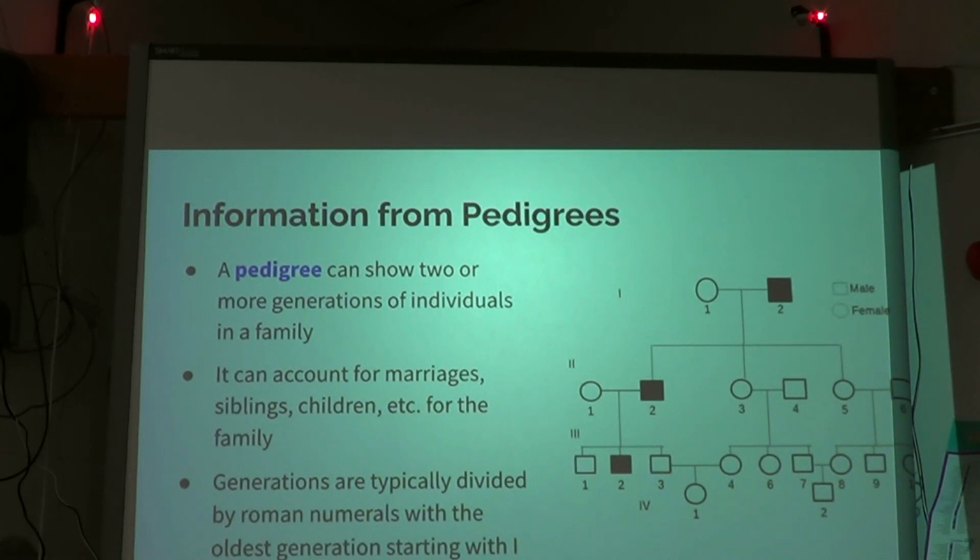So when we go through and we look at pedigrees, circles and squares, that's important. And then we look at traits. And the traits in question are shaded. So how many people on that pedigree have the trait in question?